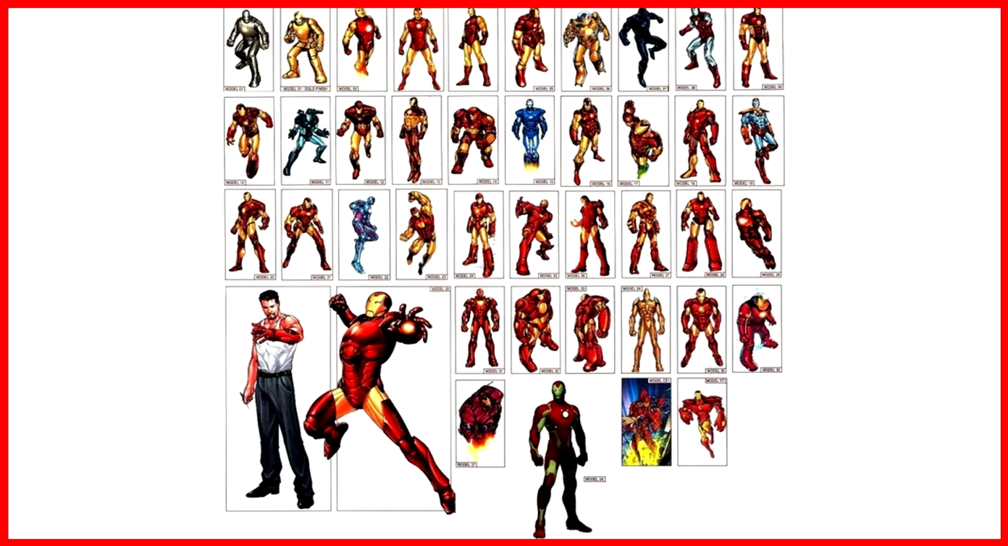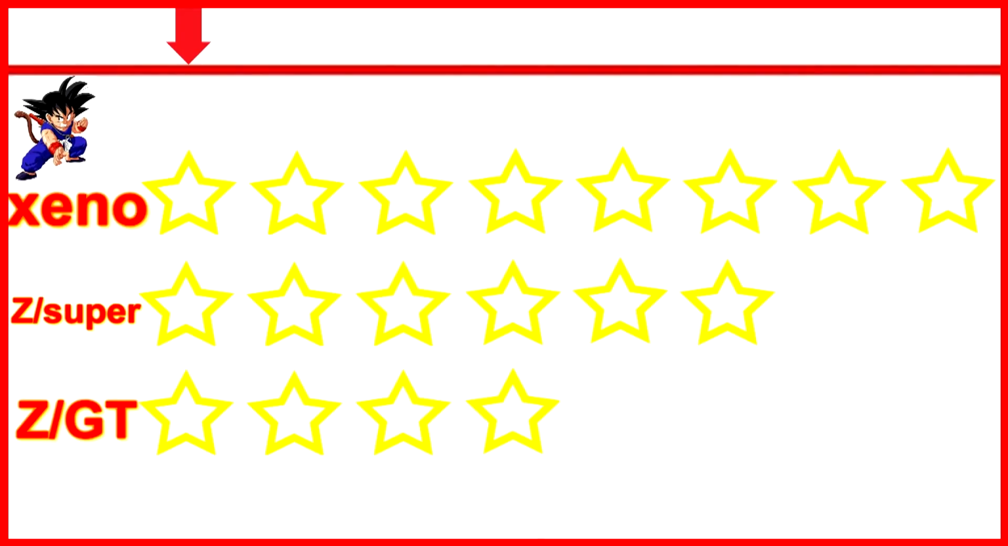But that's not all. We also need to figure out which characters from each timeline is the most powerful. So let's just say, for example, that we go back to Goku, and let's just say that Xeno Goku is the most powerful version of Goku, and then Z Super Goku is the next most powerful, and then Z GT Goku is the third most powerful.